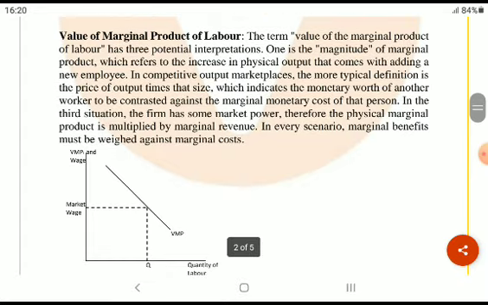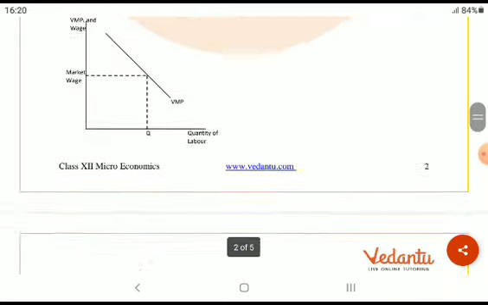Next is value of marginal product of labor. The term value of marginal product of labor has three potential interpretations. One is the magnitude of marginal product, which refers to the increase in physical output that comes with adding a new employee. In competitive output marketplaces, the more typical definition is the price of the output times that size, which indicates the monetary worth of another worker to be contrasted against the marginal monetary cost of the person. So here is the graph given.